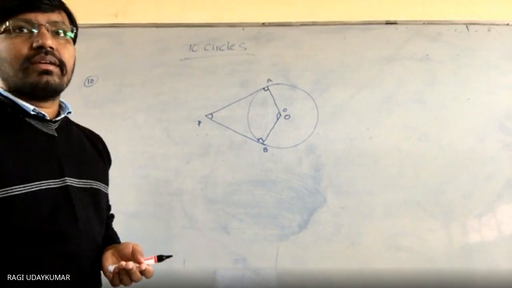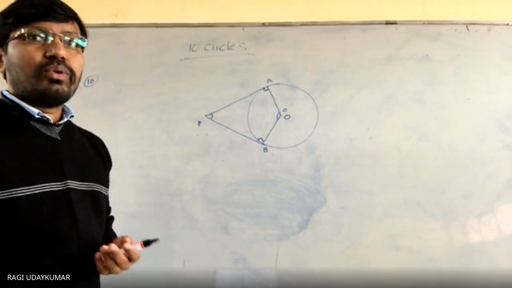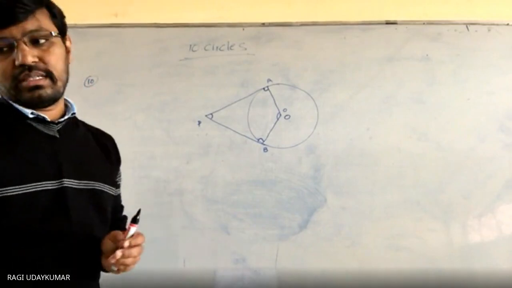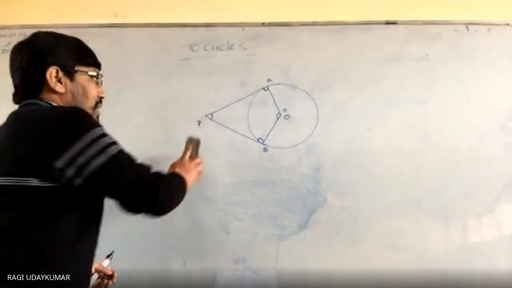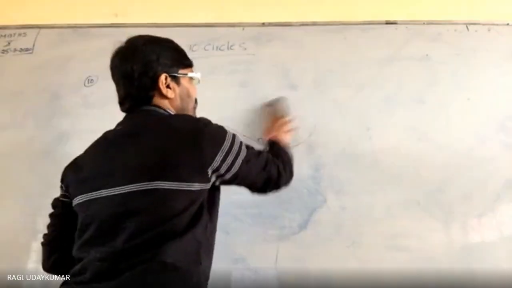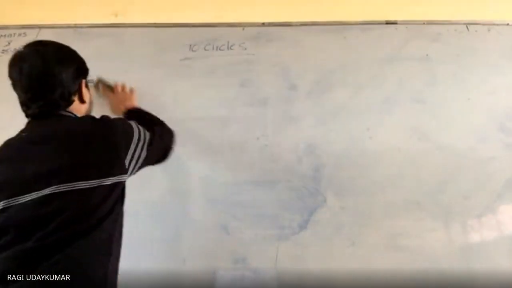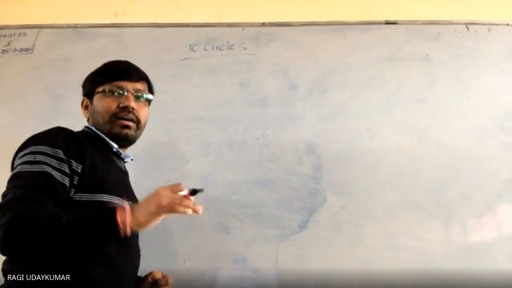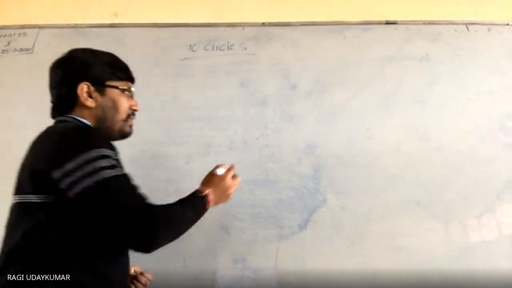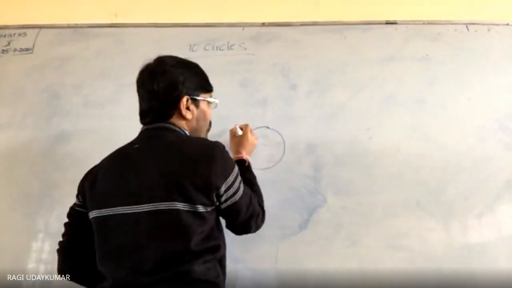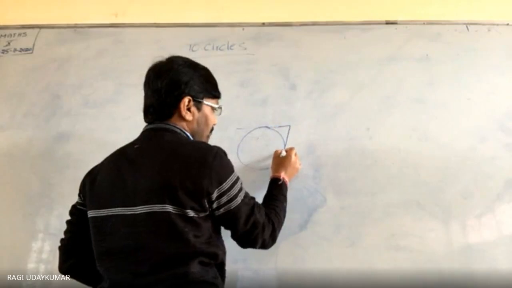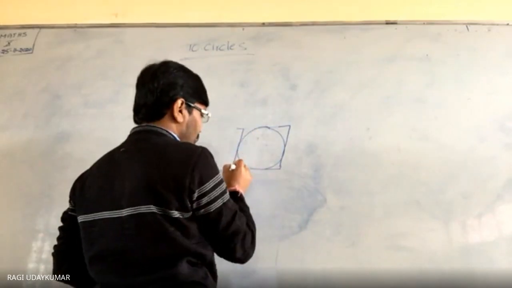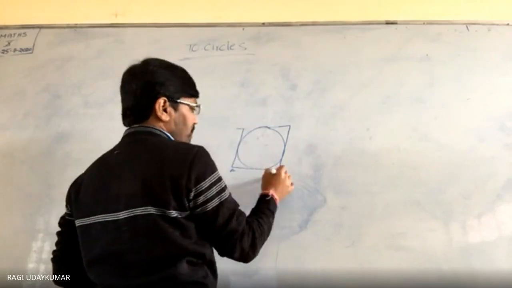So the next question, the 11th question, is: prove that the parallelogram circumscribing a circle is a rhombus. Parallelogram circumscribing, this also we have proved indirectly. I'm not going to explain this one, it is very simple here. A parallelogram circumscribes the circle, like this. This is a parallelogram, you can see.